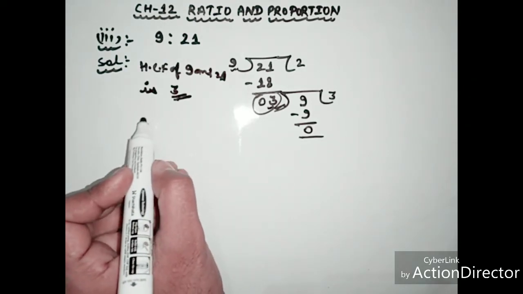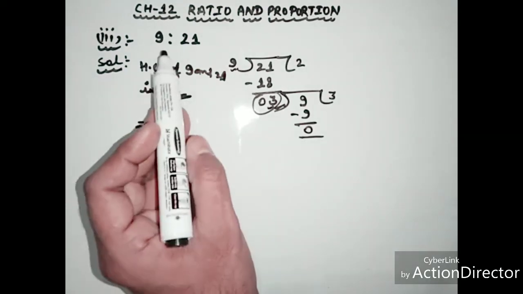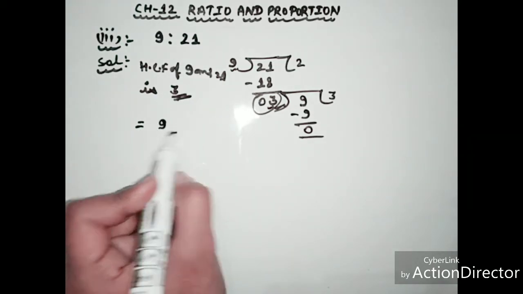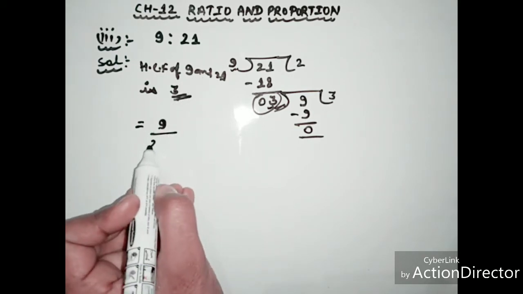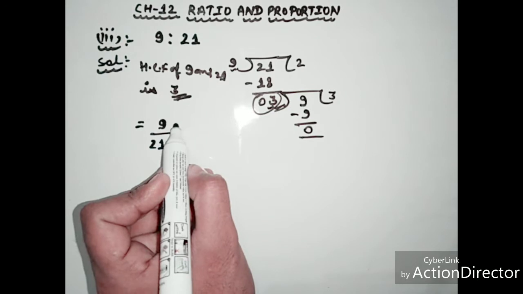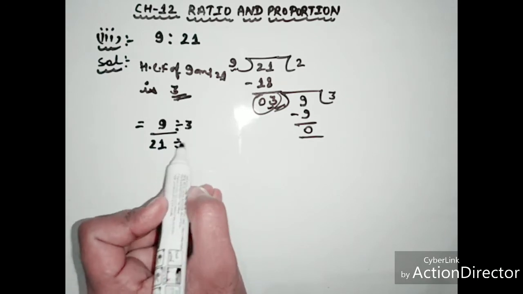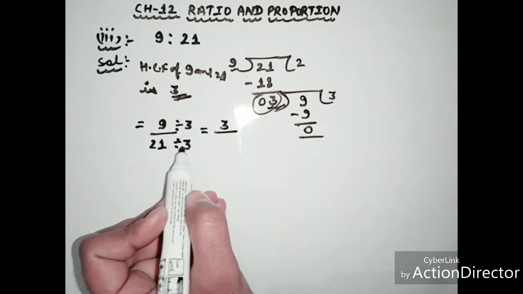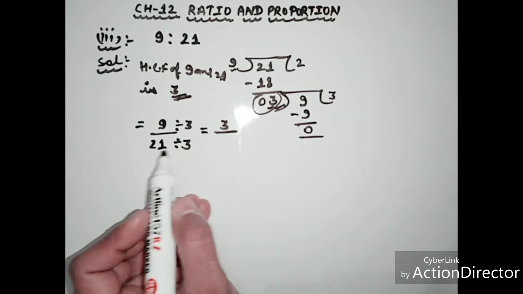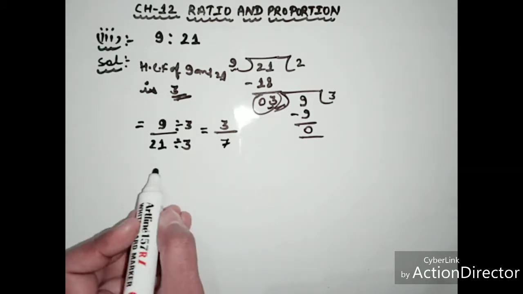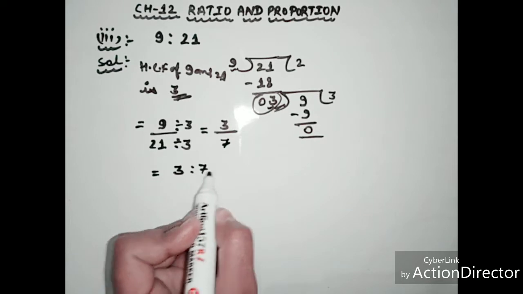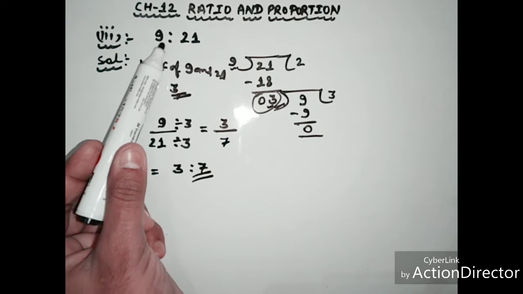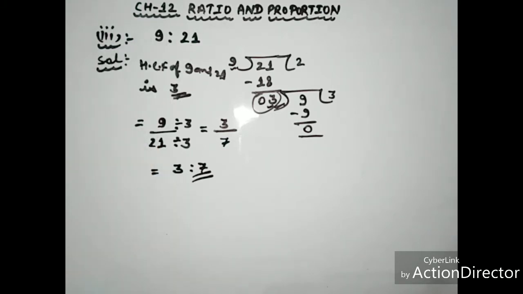Now here we divide 9 and 21 by 3. So first we write 9 ratio 21 in a fraction form, 9 upon 21, and 9 divided by 3 and 21 also divided by 3. 3 divides 9, 3 times, 3 3s are 9, and 3 divides 21, 7 times, 3 7s are 21. So here we write 3 ratio 7. So the simplest form of 9 ratio 21 is 3 ratio 7.